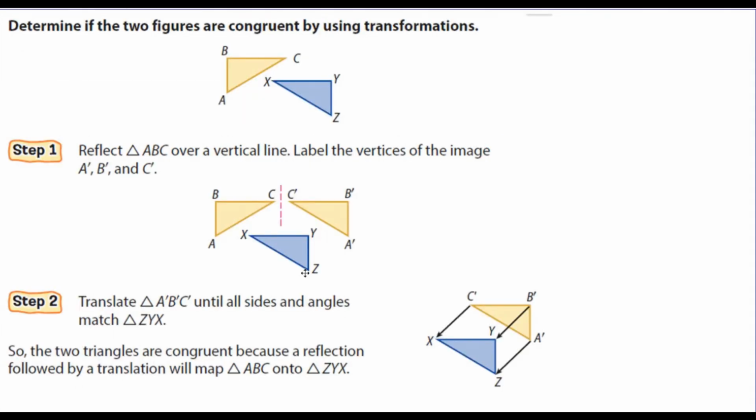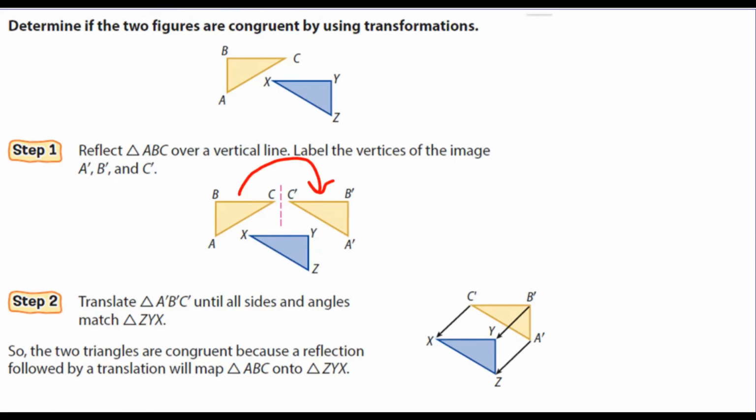So if you look at the example here, we're going to determine if these two figures are congruent by using transformations. So I've got triangle ABC and triangle XYZ, and right now they're not mapped onto one another, but we're going to use our transformations to try to place one of the triangles on top of the other. The first thing that they did was they reflected triangle ABC over a vertical line. So they did a flip, kind of a left-right flip, and then they called it A prime, B prime, and C prime. So you can see that the triangle got flipped over from here to here.